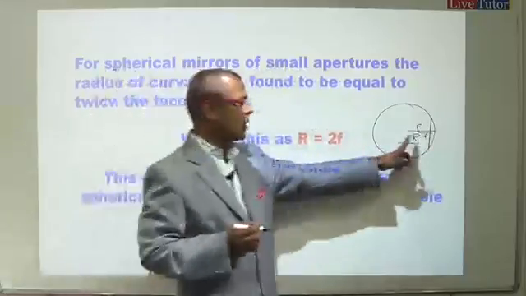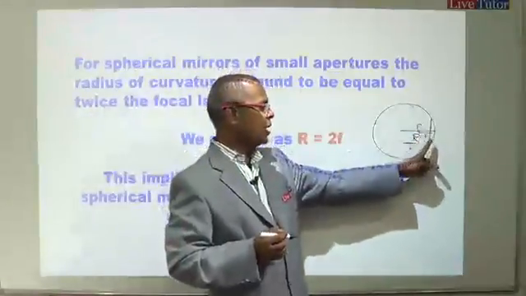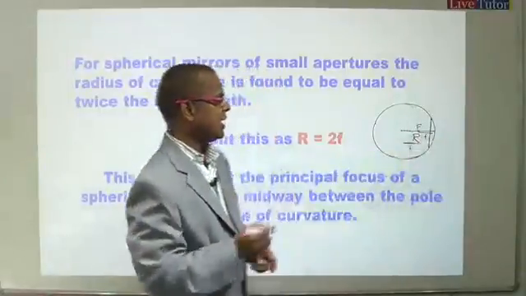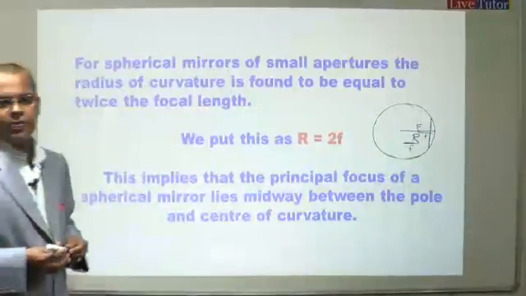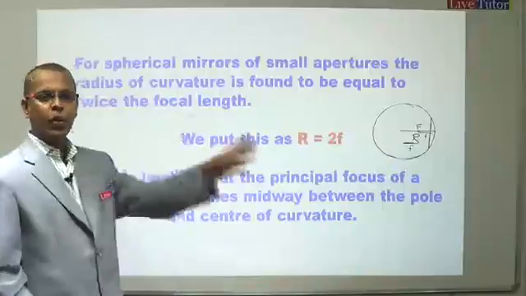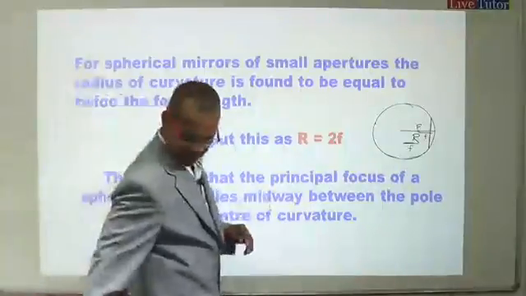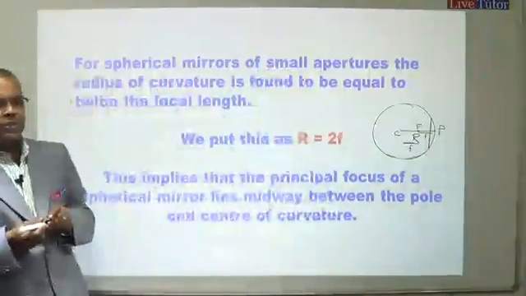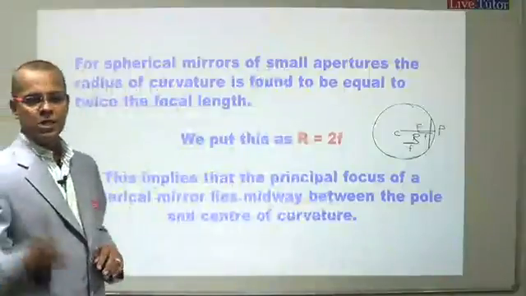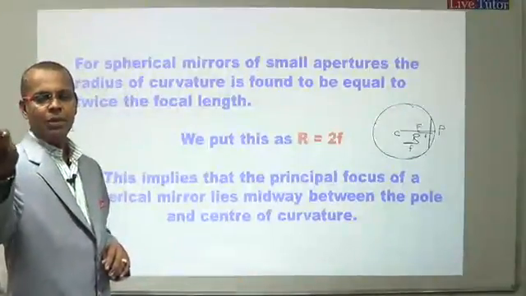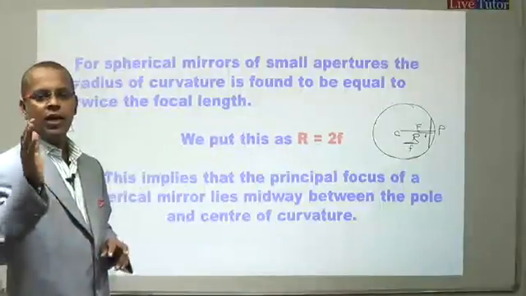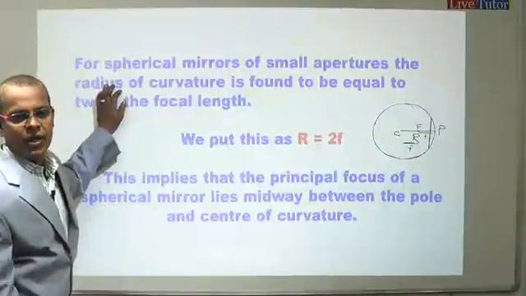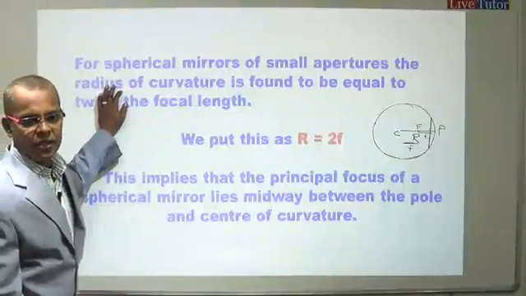So the principal focus of this spherical mirror whose aperture is small will be in between, exactly in the middle of the radius of curvature. It lies midway between the pole and the center of curvature. This is the pole and this is the center of curvature. So for spherical mirrors whose aperture is small, the principal focus will be midway between the pole and the center of curvature, or the radius of curvature will be twice the focal length. So you can compare that.